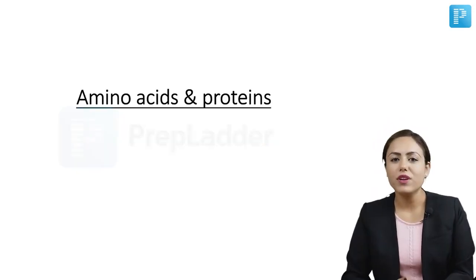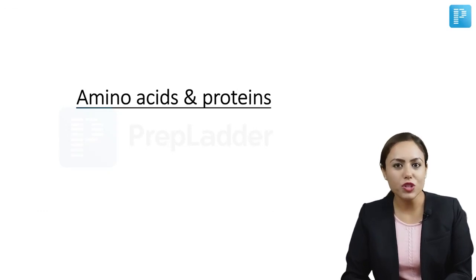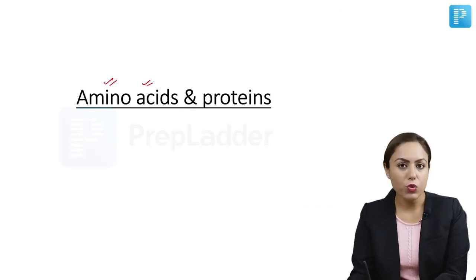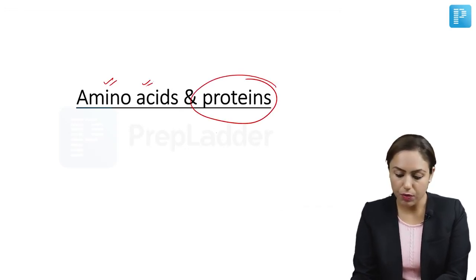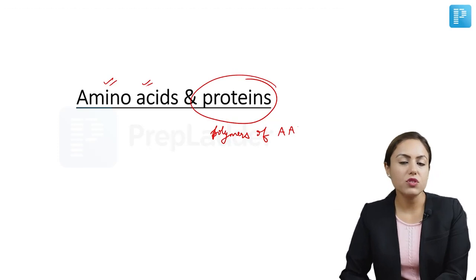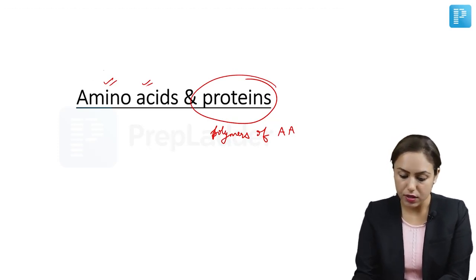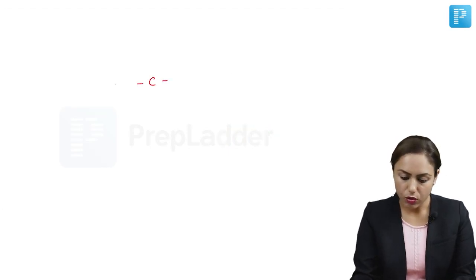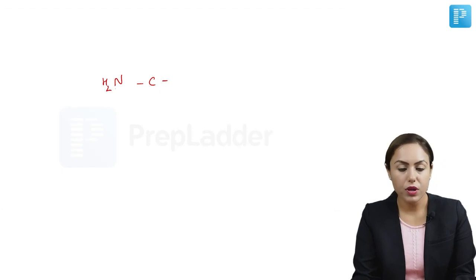So let's move on to our next topic of rapid revision, that is amino acids and proteins. Starting with amino acids, we know that proteins are polymers of amino acids. So many amino acids join to make proteins. Now let's do the structure of an amino acid. Amino means NH2 group, acid means carboxy group.